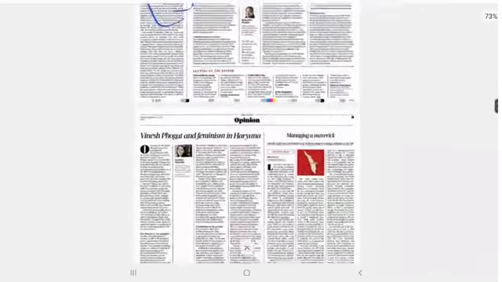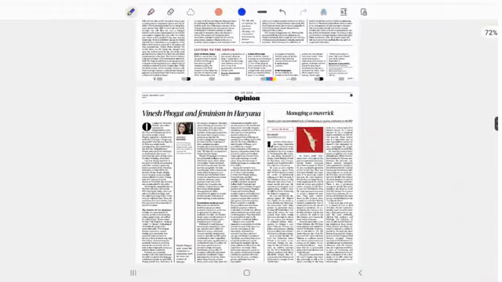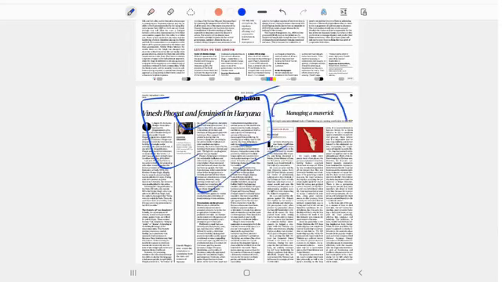So see, you can see here Vinesh Phogat and feminism in Haryana. So you may think this is not helpful in GS papers. Why do you think like that? It may be helpful in essay writing or any other optionals. See, here you can see there are some state news. So some are important, some are not important. It is up to you.